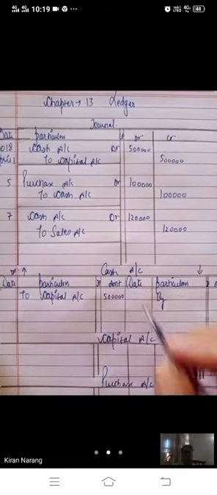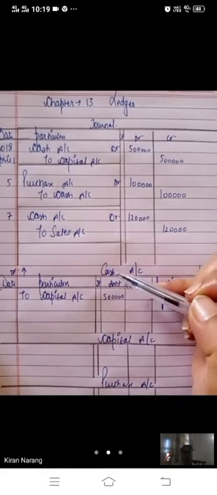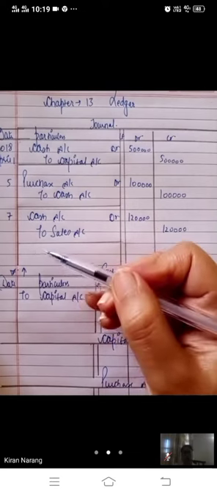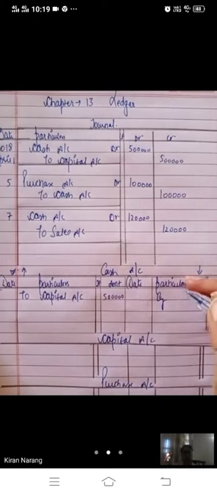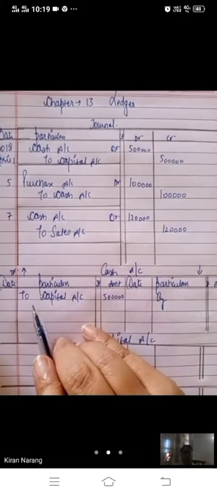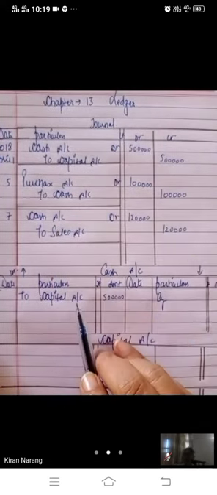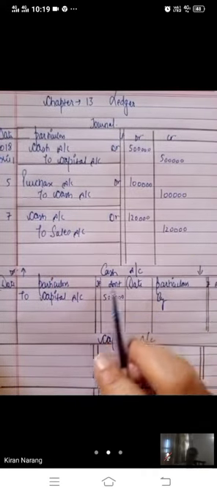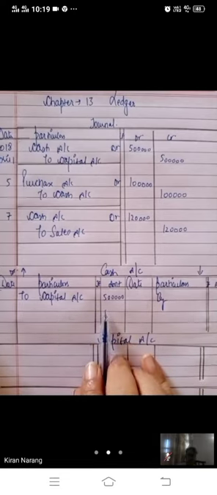Get my point, bache? Cash account is a debit balance because it is an asset. Whenever we are increasing any asset, we will debit it, and whenever we are decreasing any asset, we will credit it. On the debit side we will write "to", on the credit side we will write "by". So cash account will be debited with rupees 5 lakh, and we will write why this cash account is debited, because of capital. Okay, bache.